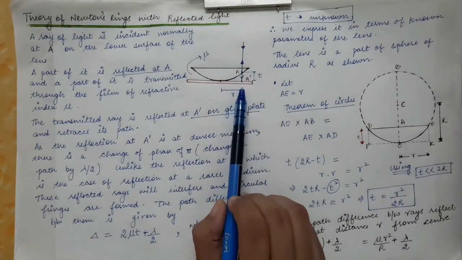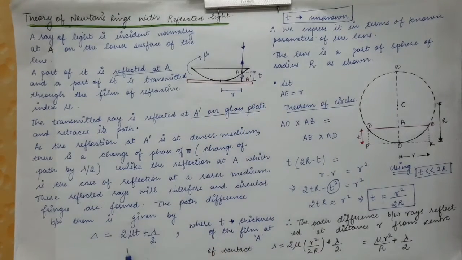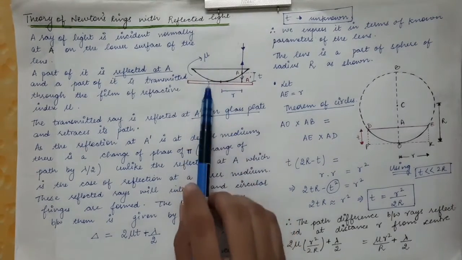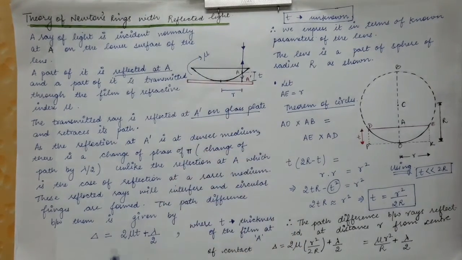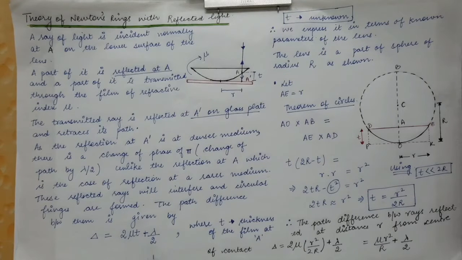But over here the second ray is getting reflected by the denser medium. Therefore here we have 2 mu t cos r plus lambda by 2, and in case of Newton's rings we talk about only normal incidences. So only normal incident rays fall on this surface. Therefore cos r is equal to 1. So the optical path difference between these two reflected rays is equal to 2 mu t plus lambda by 2.